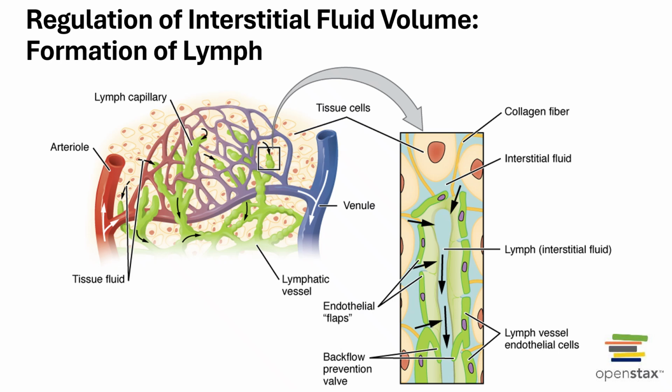Lymphatic vessels collect this excess fluid. Once the fluid enters lymphatic vessels, it is called lymph. The lymphatic system then returns this fluid to the bloodstream, helping maintain blood volume.